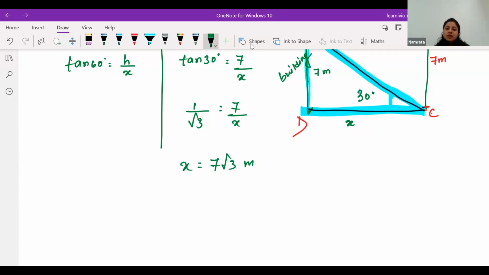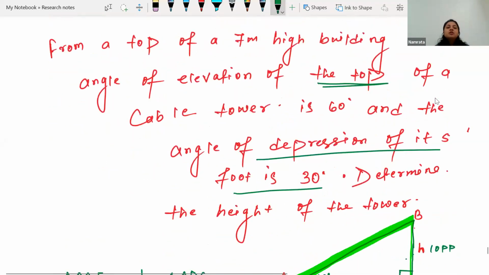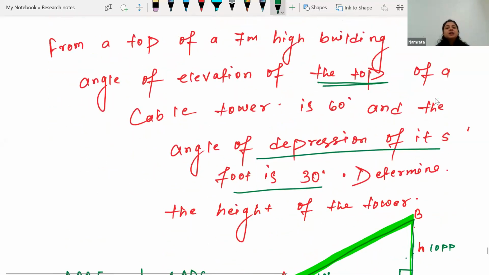Is it okay? Let's summarize the whole concept. What did we do exactly? The main thing was plotting the figure. So from the top of a 7 meter high building, from the top only everything is happening. This is the keyword in this question: from the top of a 7-meter high building, from the top only the angle of elevation, from the top only the angle of depression.